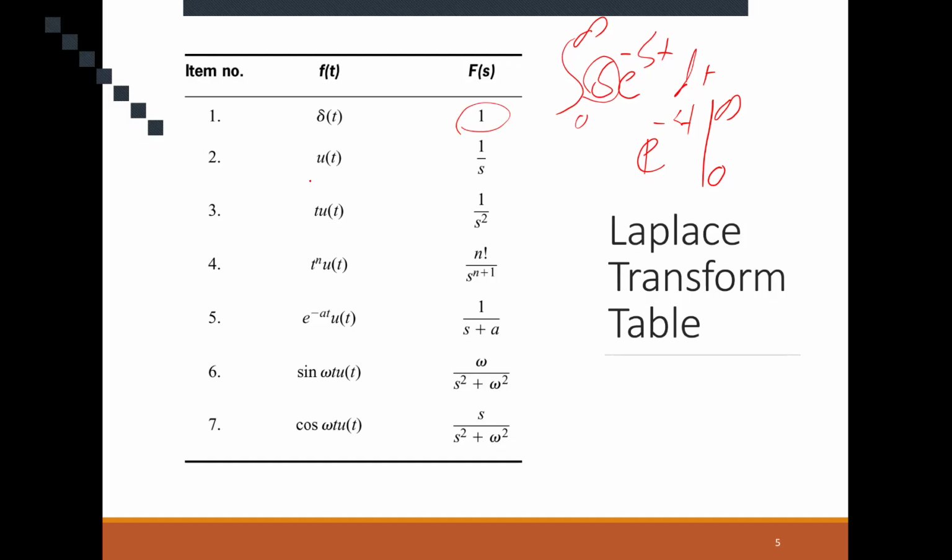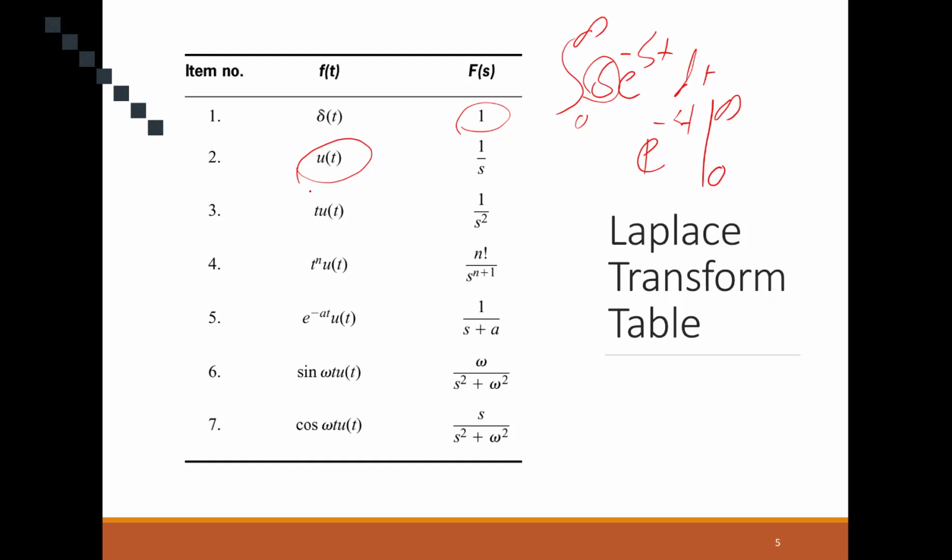So if we have u of t, the step function, u of t is a step function. From now on, we consider u of t as a step function. So if we multiply by anything, remember, it's a multiplication of that function by the step function. Okay?